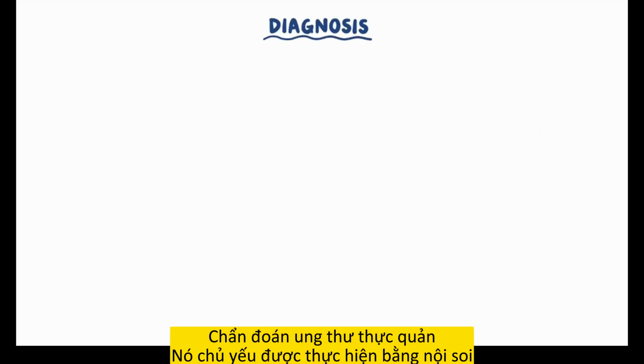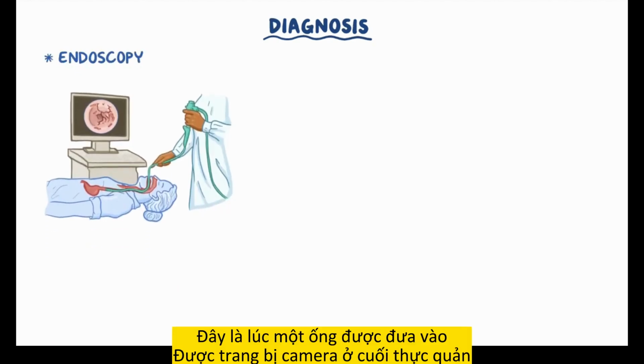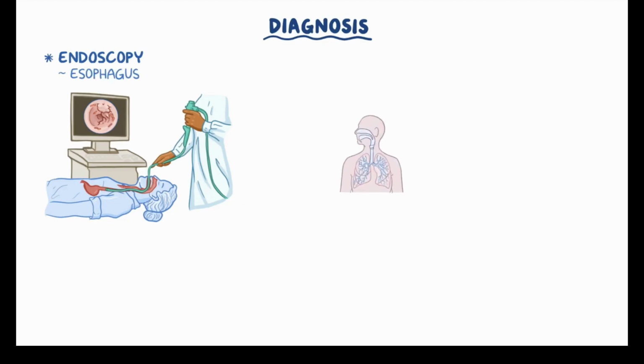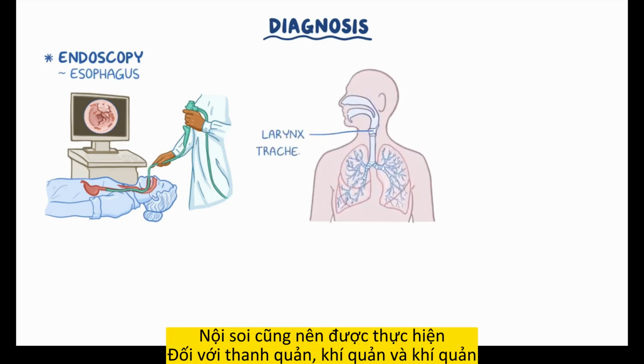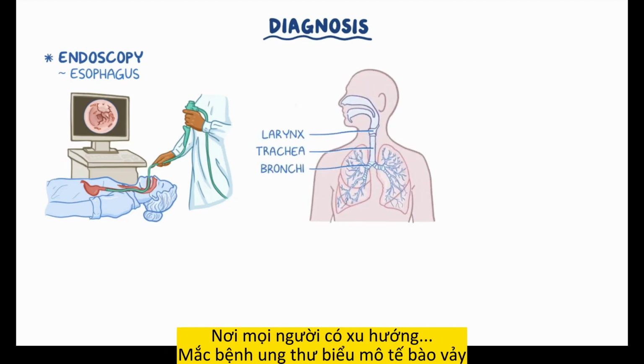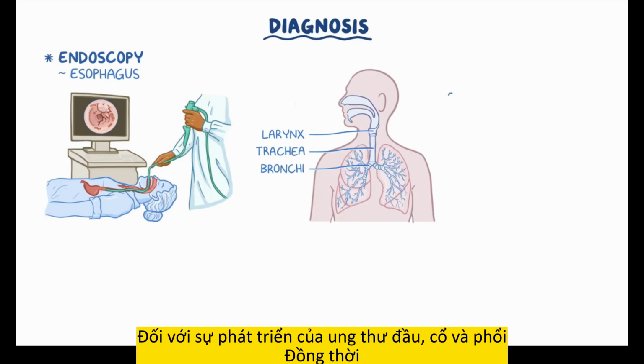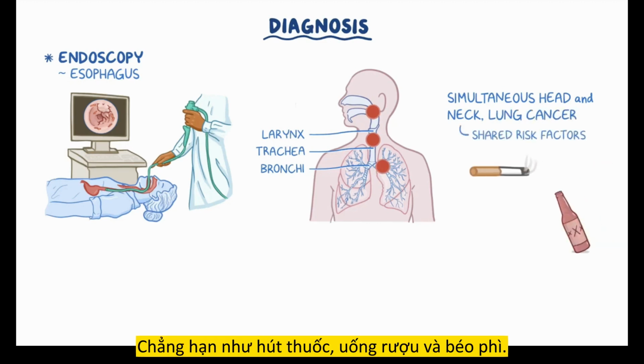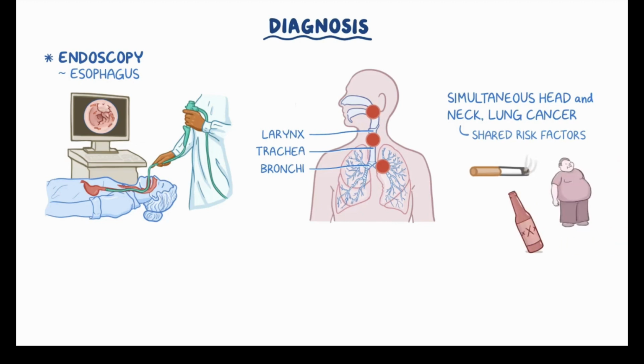Diagnosis of esophageal cancer is essentially made with endoscopy, which is when a tube with a camera at the end is placed into the esophagus to directly visualize the tumor and take a biopsy. Endoscopy of the larynx, trachea, and bronchi should also be performed, since people with squamous cell carcinoma also tend to develop simultaneous head and neck cancer and lung cancer, mainly because these cancers share the same risk factors like smoking, alcohol consumption, and obesity.